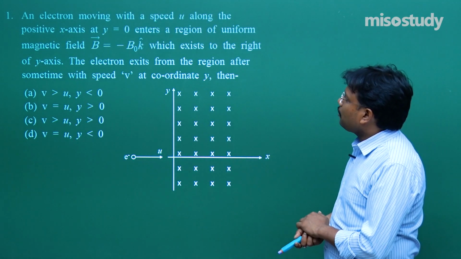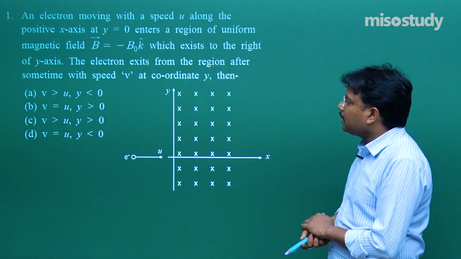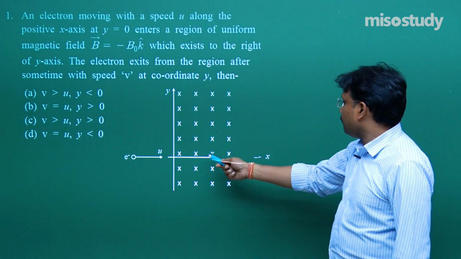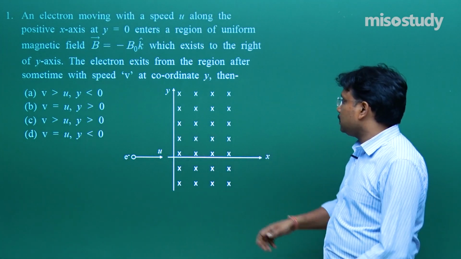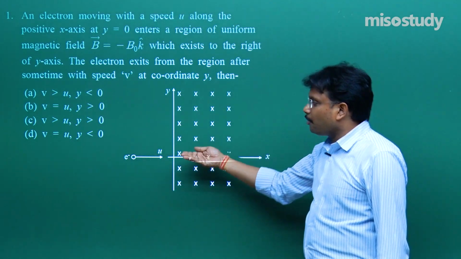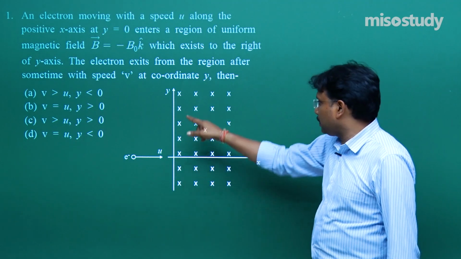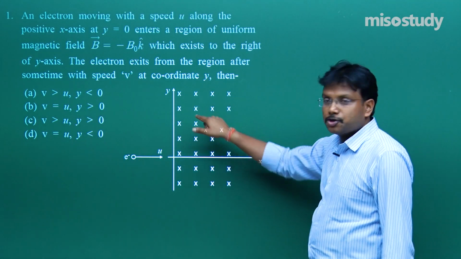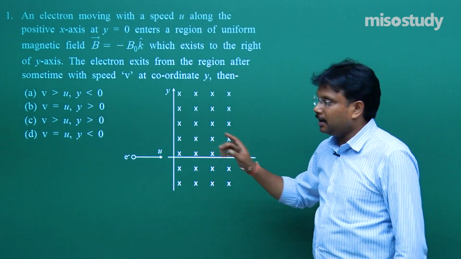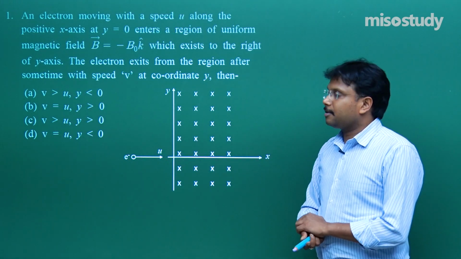It enters a region of uniform magnetic field B, which is along negative z direction. So, if it is x, it is y. I tried to create this diagram very beautifully. So, z direction, positive z is outward to this green board and negative z is inward. That is why these crosses show you the direction of the magnetic field, fine. Now, it is entering at right angles.